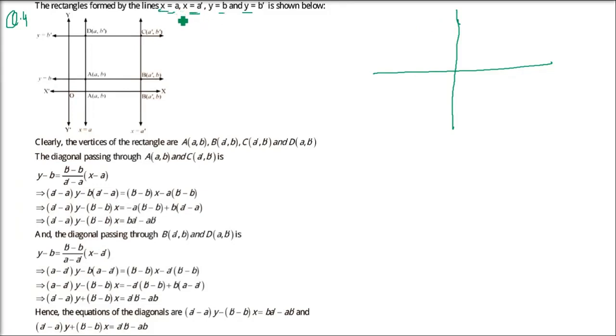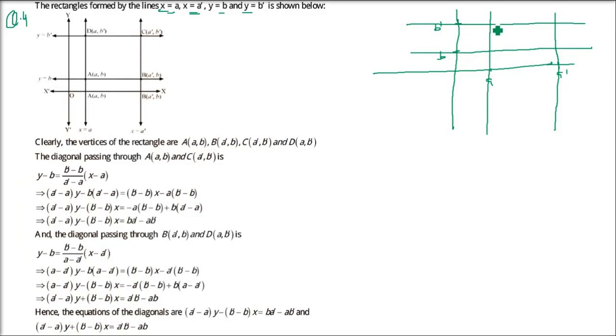We don't know the a dash value, so just assume it. Say assume a is here, a dash is here. So x equals a will be this line, x equals a dash will be this other line. Now we have b and b dash. y equals b, y equals b dash. Same thing. Assume b to be here, assume b dash to be here. Now make straight lines. We have 4 points. This is a rectangle. 1, 2, 3, 4.